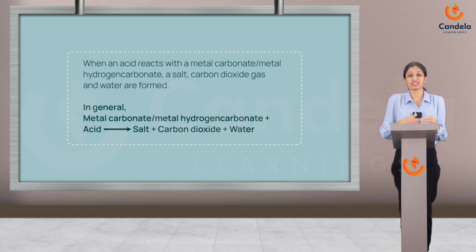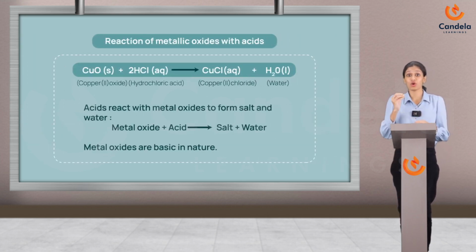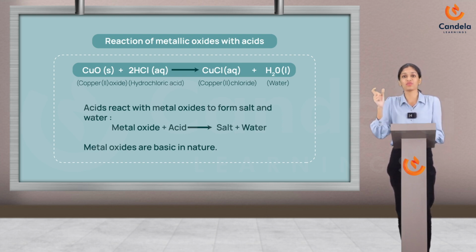Now what about the reaction of metallic oxides with acids? As an example of a metallic oxide, let's take copper oxide, and as an example of an acid, let's take hydrochloric acid. When copper oxide reacts with hydrochloric acid, it will give copper chloride along with water. Are you familiar with this reaction forming salt and water? Yes, it is a neutralization reaction. When a metal oxide reacts with an acid, it will form a salt and water. Thus, we can say that metallic oxides are basic in nature.